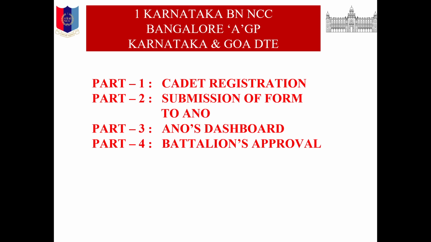The first part is Cadet registration, and the second part is submission of the form by the cadets to the ANO. The third part is, from the ANO's dashboard, verify all the data submitted by the cadet and forward it to the battalion. And part 4 is to visit your battalion with all the physical documents pertaining to that particular cadet and cross check the data approved by you.